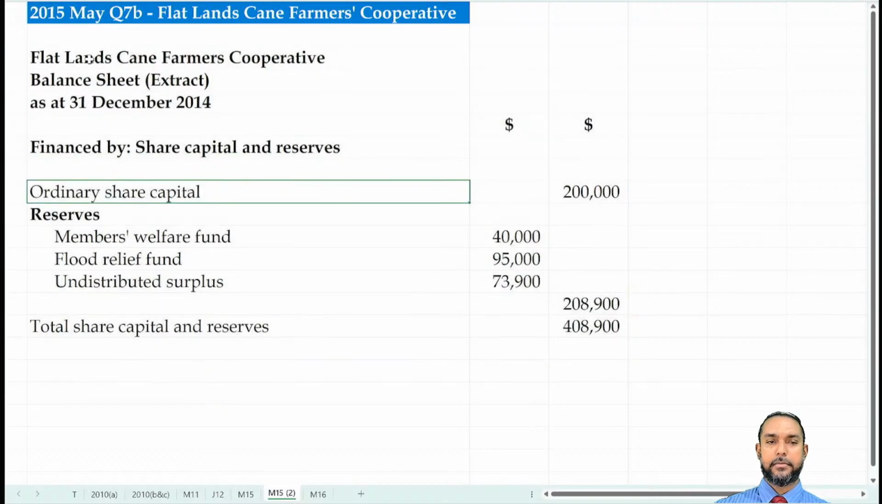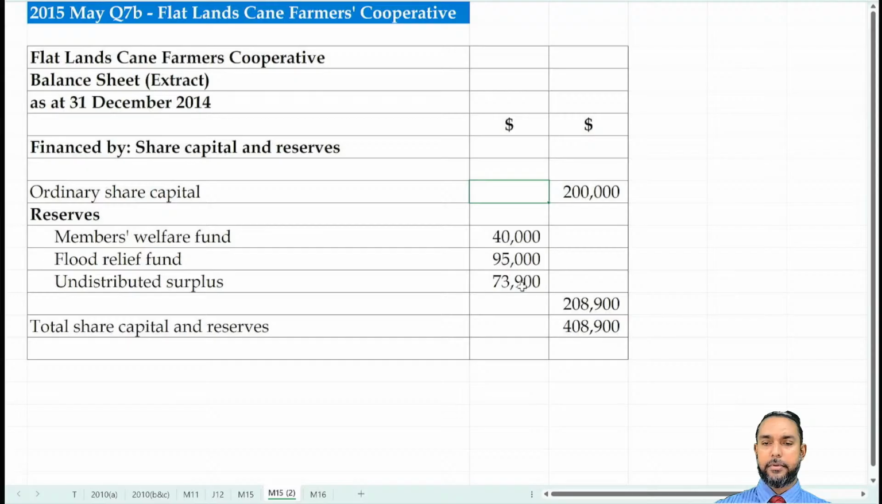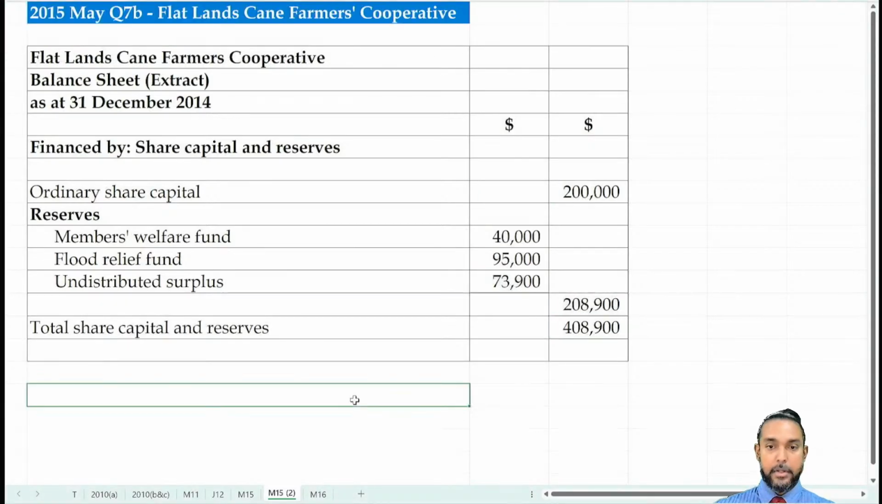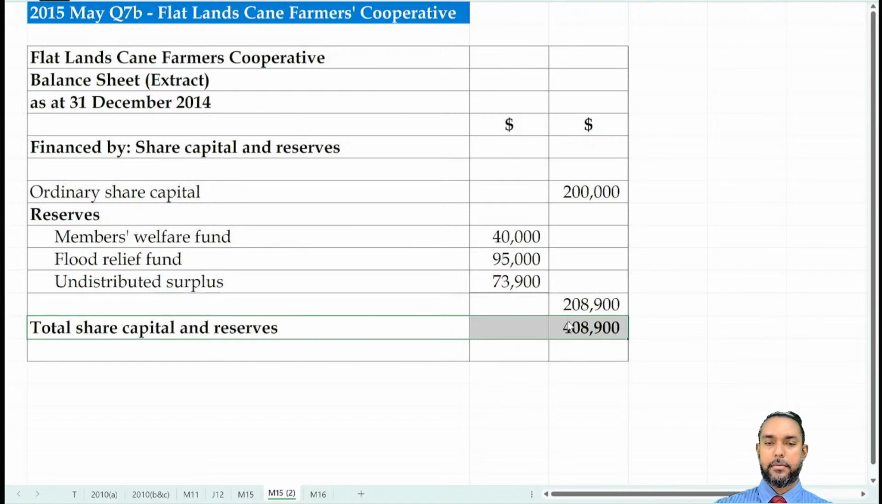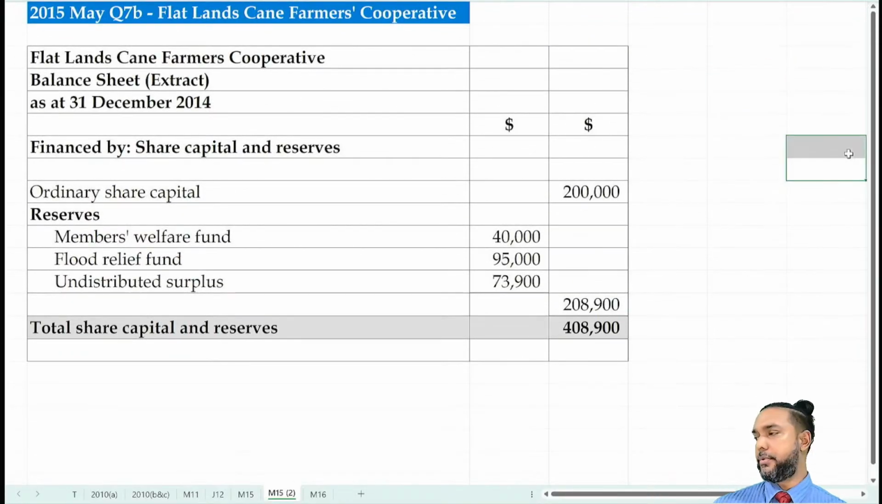Right, so we'll box that stuff. Right, we'll put a heavy here, here, and here. Cool. And this one we'll highlight. Right, so this is the part B, which is the Flatlands Cane Farmers Cooperative balance sheet extract.